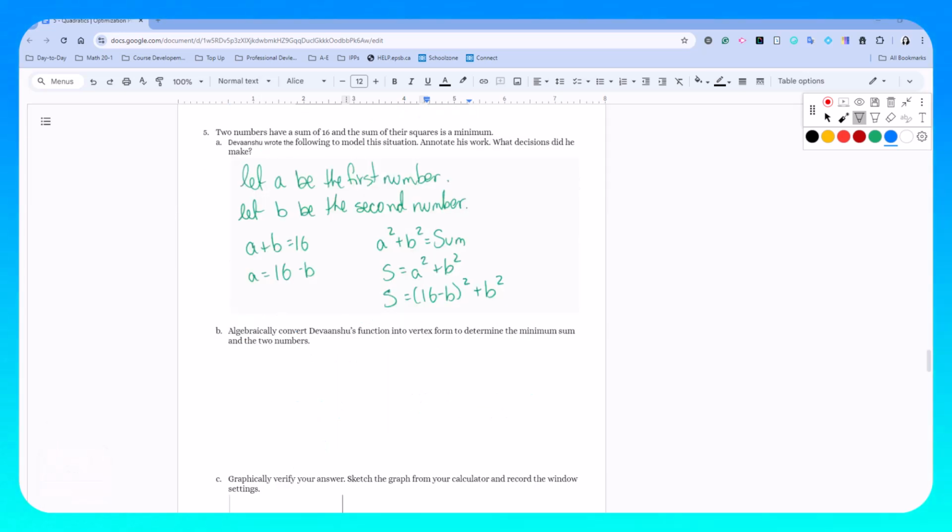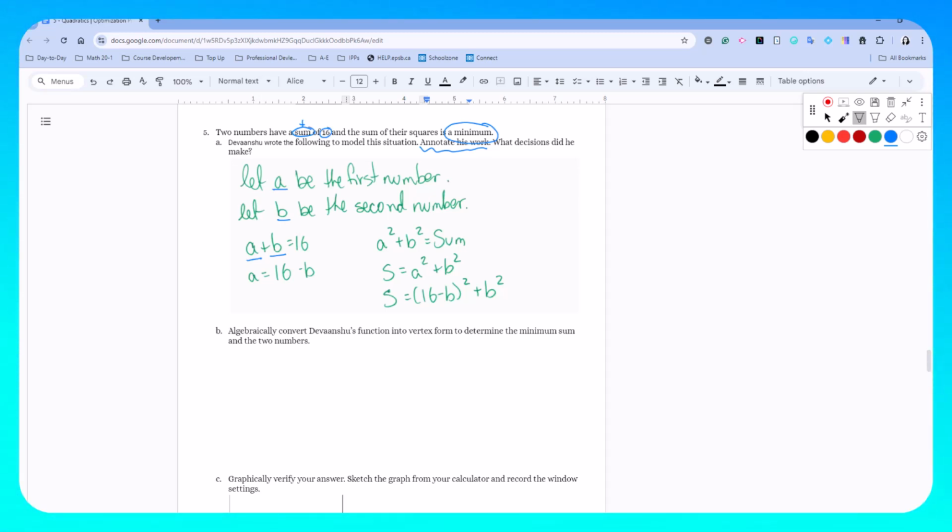So for number 5, two numbers have a sum of 16, and the sum of their squares is a minimum. Oh, look, this is a minimum problem. Da Vinci wrote the following to model this situation. Annotate his work. In other words, we're just going to talk about it. What decisions did he make? Well, first of all, he let A equals the first number and B equals the second number. So he knew that two numbers added together had the sum of 16. That word sum there equals 16.